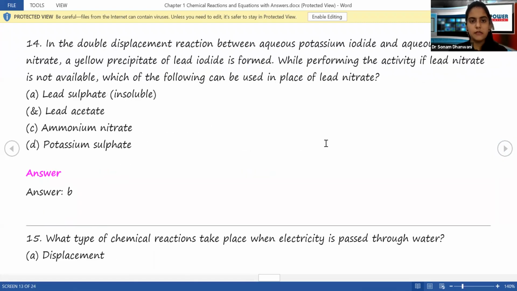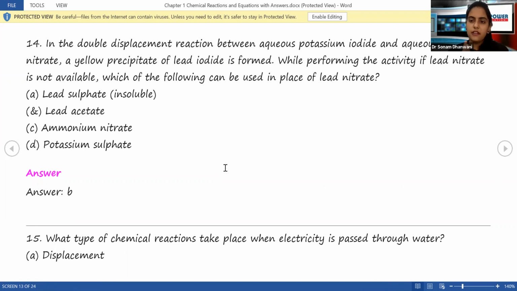Okay, in the double displacement reaction between aqueous potassium iodide and lead nitrate, a yellow precipitate of lead iodide is formed. While performing the activity, if lead nitrate is not available, which of the following can be used in place of lead nitrate? Now, lead nitrate की जगह पे हम क्या use कर सकते हैं? तो just keep in mind it is the lead acetate, okay, which is going to be playing the same functional role as that of the lead nitrate.